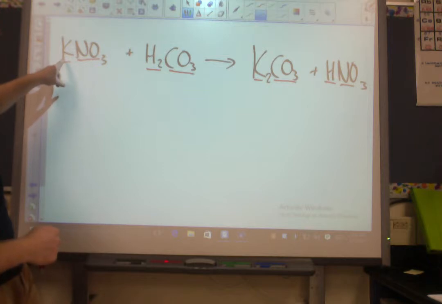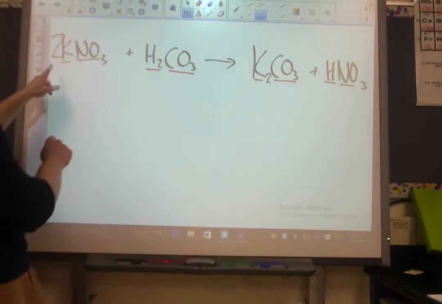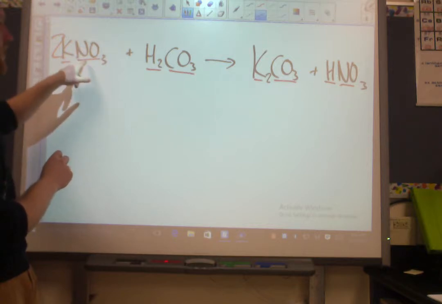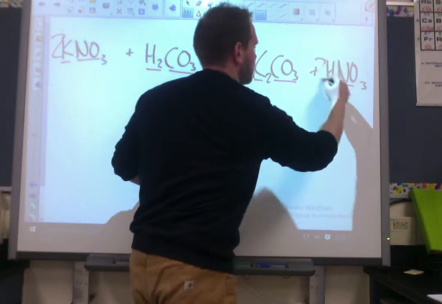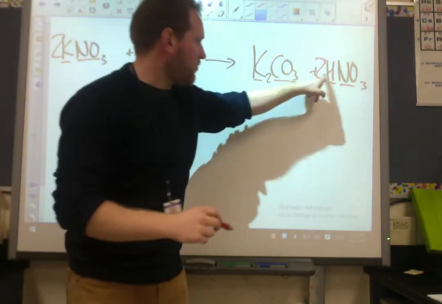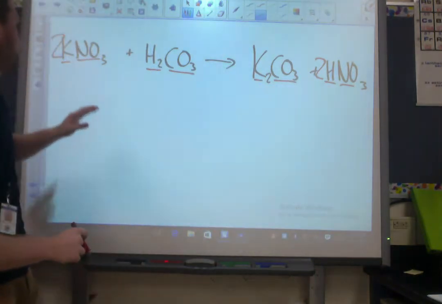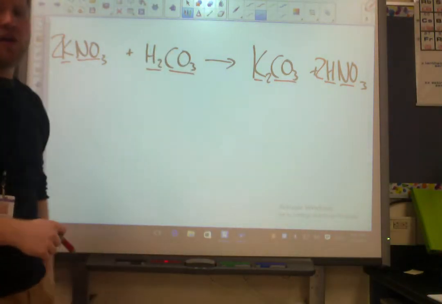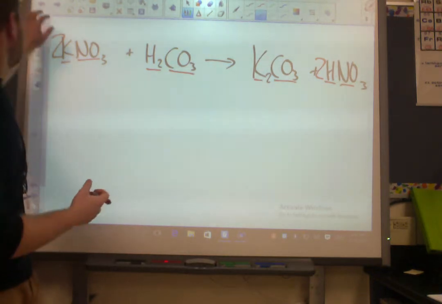So anyway, when I'm balancing these, let's see. I'm seeing 1 potassium, 2 potassiums. So let me put a 2 here. Okay. 2 nitrates, 1 nitrate. So let me put a 2 here. Okay. 2 hydrogens, 2 hydrogens works. 1 carbonate, 1 carbonate, this works. So we have a 2, 1, 1, 2 balanced equation, and it's simple if you keep those polyatomics together.